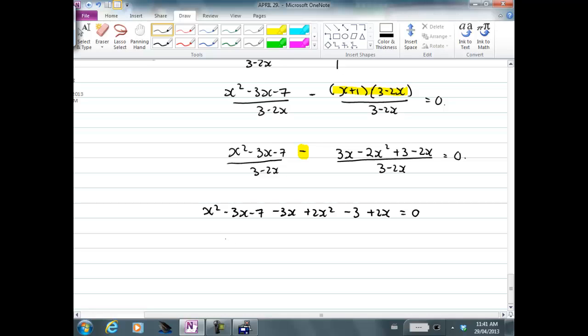Now, simplify. So that gives you 3x squared minus 6x, that should be minus 4x, minus 10 equals 0. Oh, whoops, sorry, I made a boo-boo. Where did I make a boo-boo? So that should be negative 8x, minus 4. There we go.